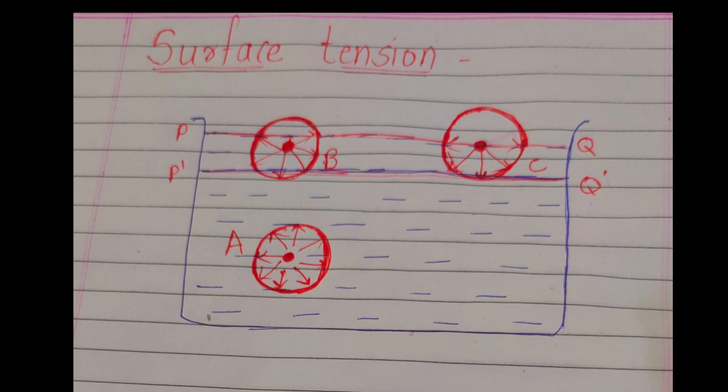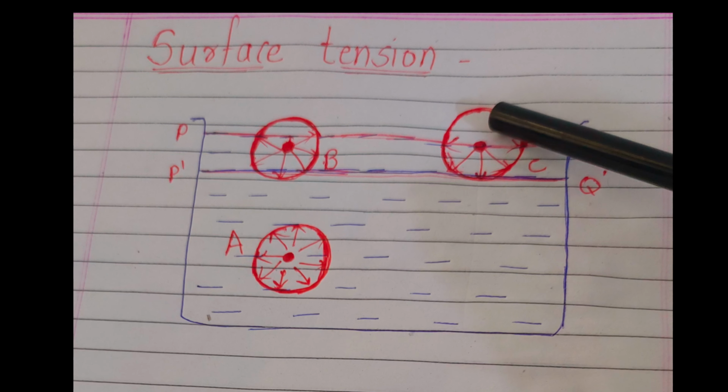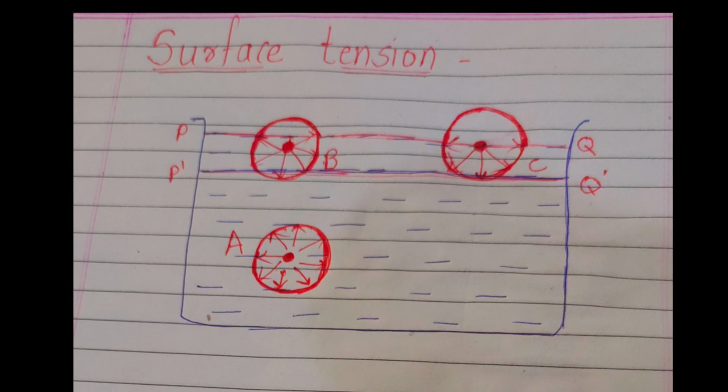Today we are going to see what surface tension is. Before starting with the actual topic, let us see what cohesive force is and what adhesive force is. Cohesive force is a force which is acting between two particles of the same substance. Getting my point? And adhesive force is the force which is acting between two particles of different substances, right? In this topic we are going to see the cohesive force.